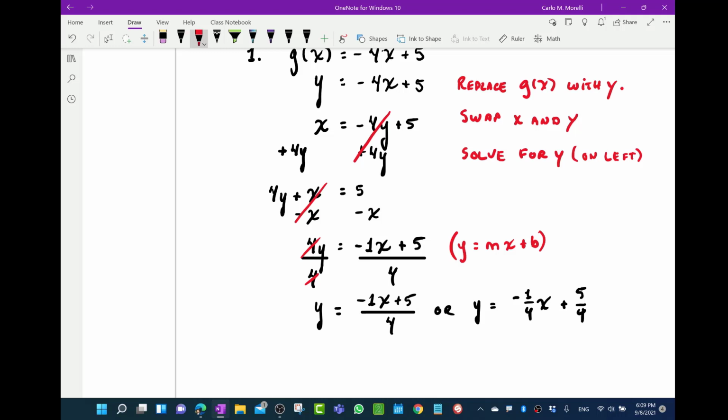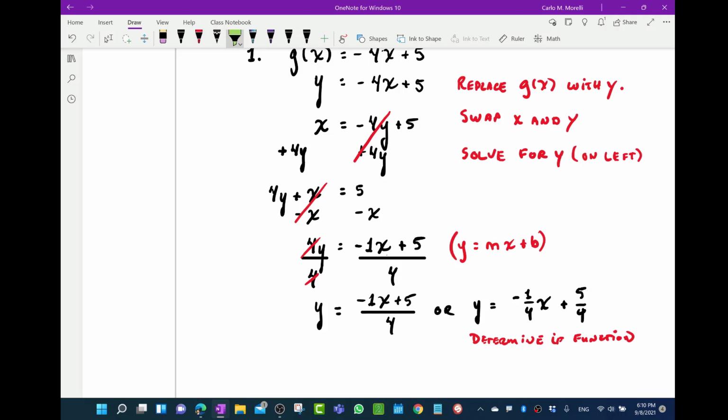So now, determine if it's a function. Okay. Now there's two ways of doing this. Way number one is to graph it. That's the easiest way. And then you perform that vertical line test. If it fails the vertical line test, it's not a function. But there's an easier way.